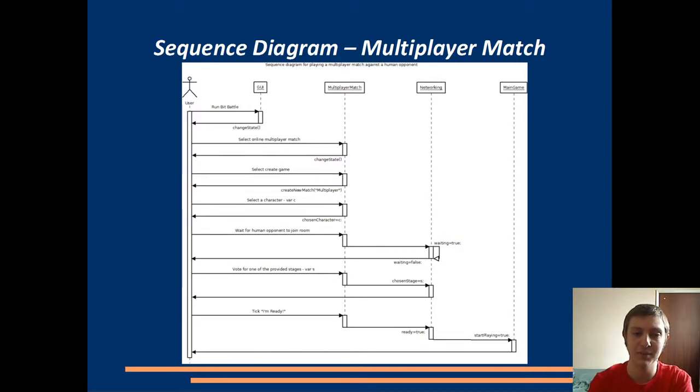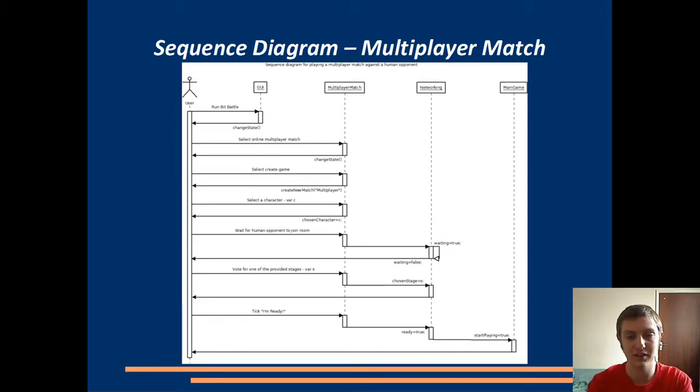So we want to create game, which will call a new method, which we're calling create new match. Because you can create different matches depending on quick matches or custom matches, things like that, we're having one generic method, create new match, which can take a string variable, and in this case we're going to call it multiplayer, so it'll know that you want to create a new multiplayer match. And now we're going to select a character as before, call that variable C as we did before, and assign that to the chosen character variable. And then it goes back to the user, so now we wait for a human opponent to join the room.